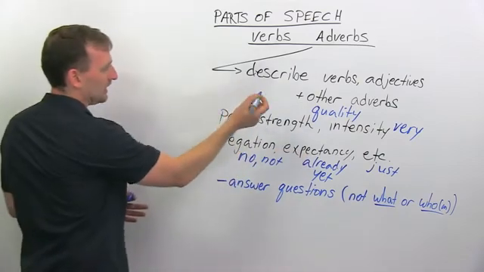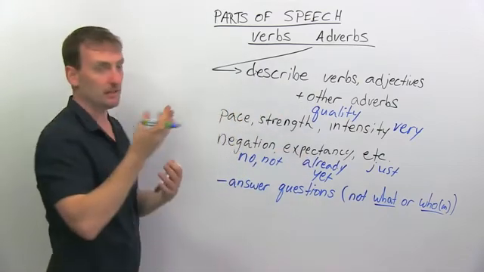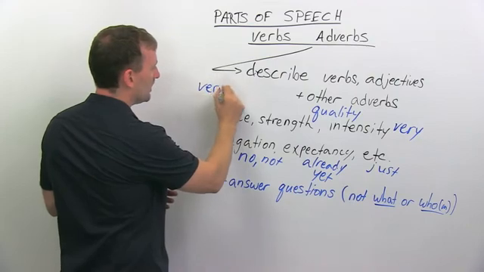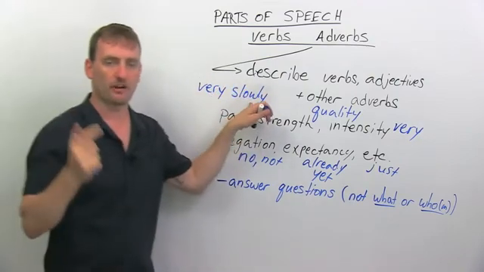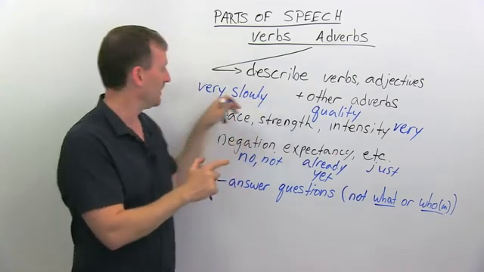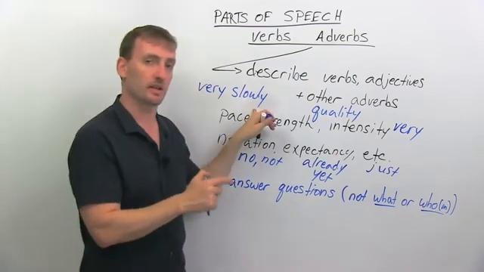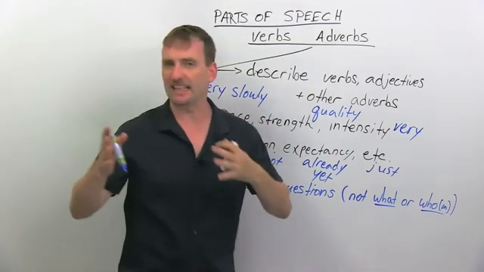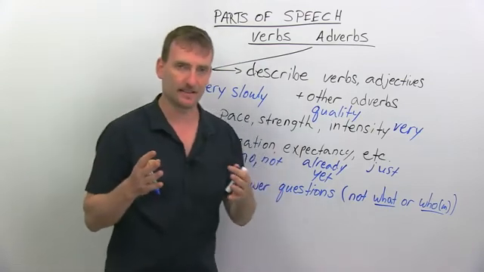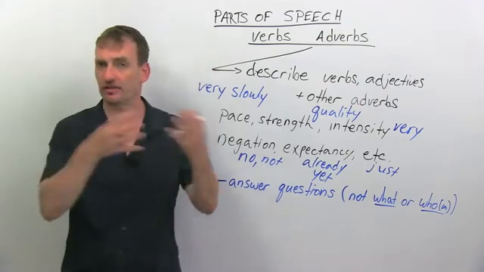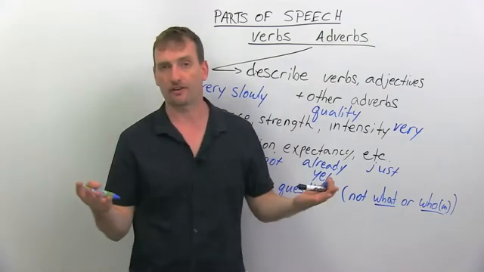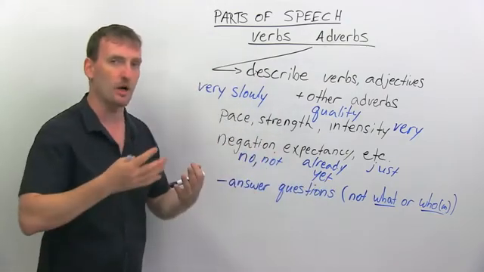And if you think about adverbs, I speak very slowly. Slowly describes speak, the verb. Very describes slowly, the adverb. So you can have many different adverbs in a sentence. Some will modify verbs, some will modify adjectives, some will modify other adverbs, okay? So you can mix them all up.